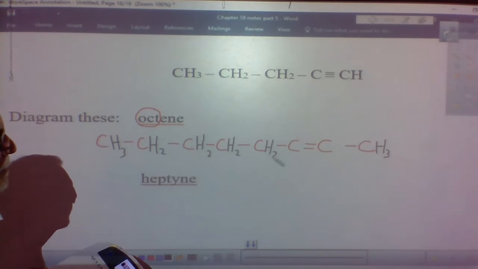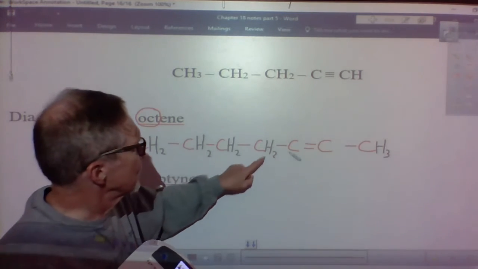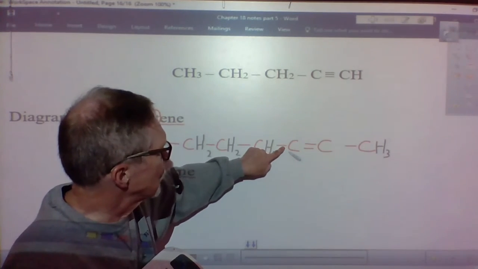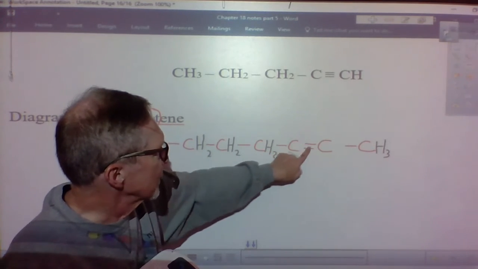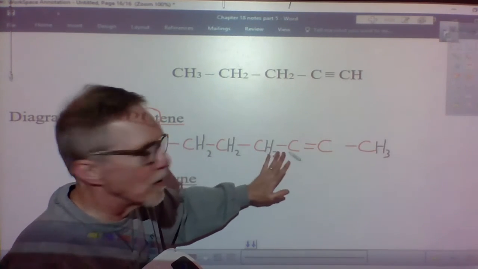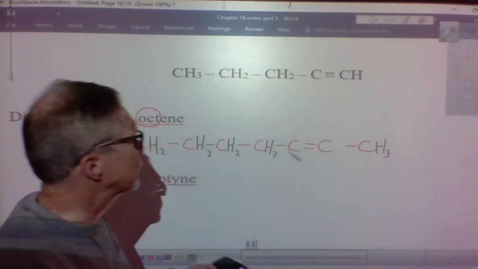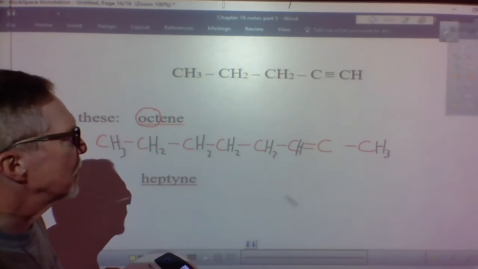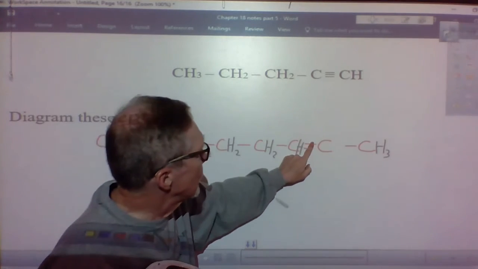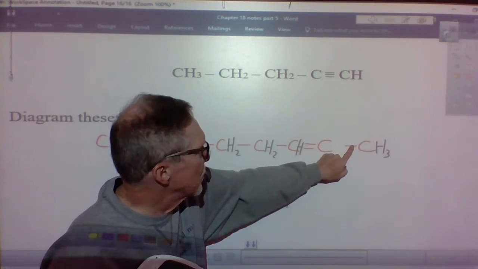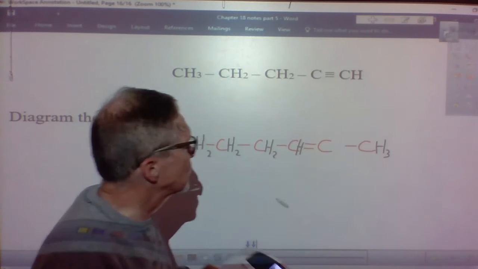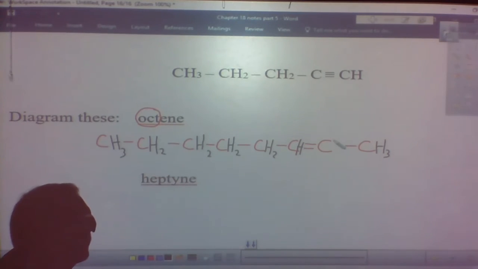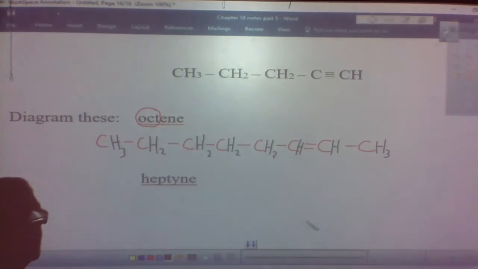Now, right here, I've got to consider this has 1 bond already, and it has 2 bonds, so it only has 1 more available bond, so this is going to get just 1 hydrogen. It's going to be a CH. Here, I've already got 2 bonds and another bond, so this also only needs 1 more. So this is the setup that you would do for octene.